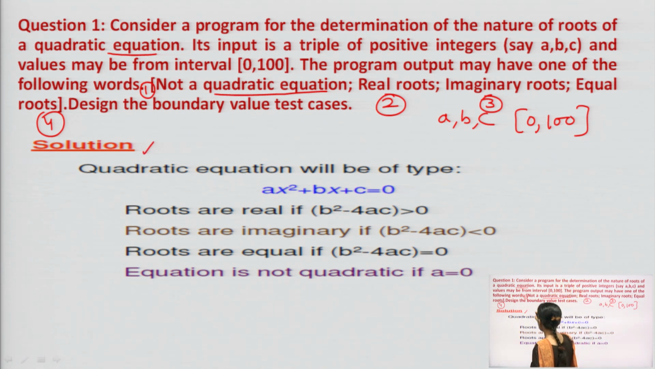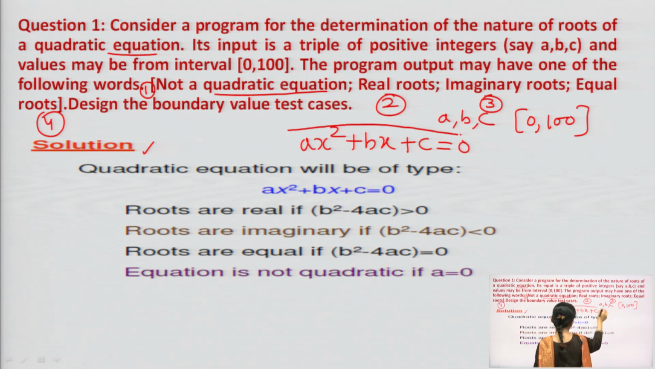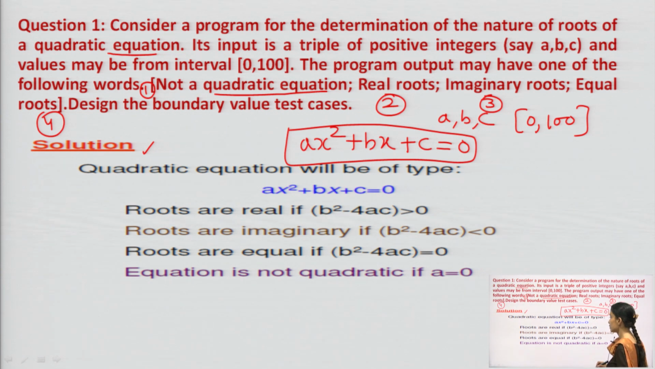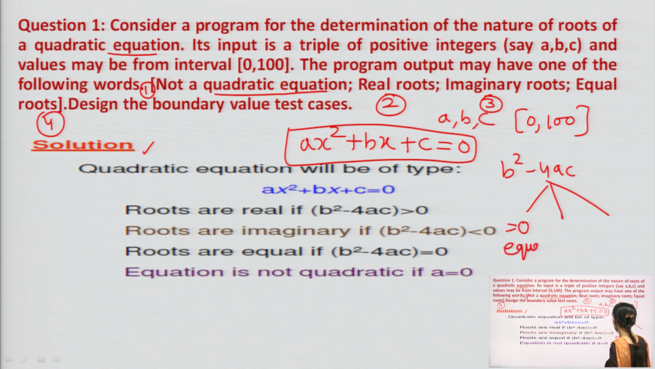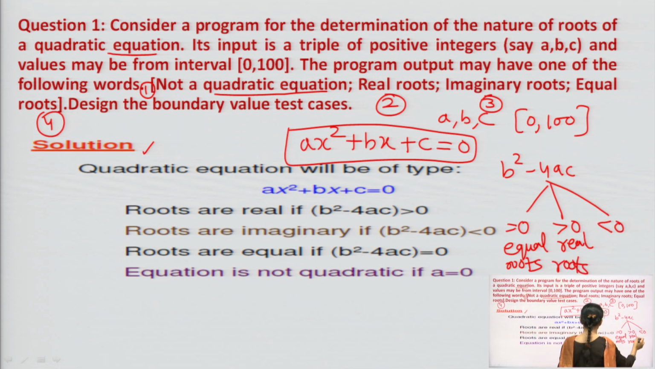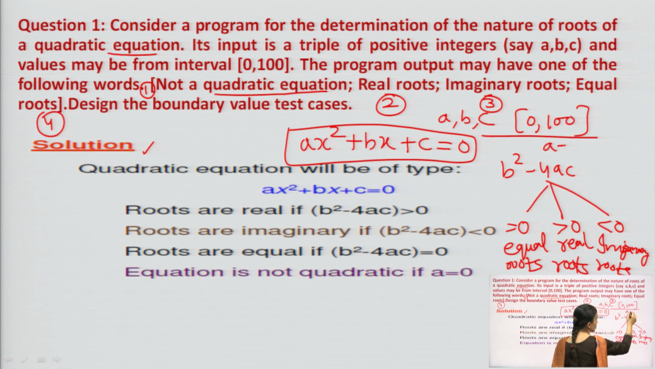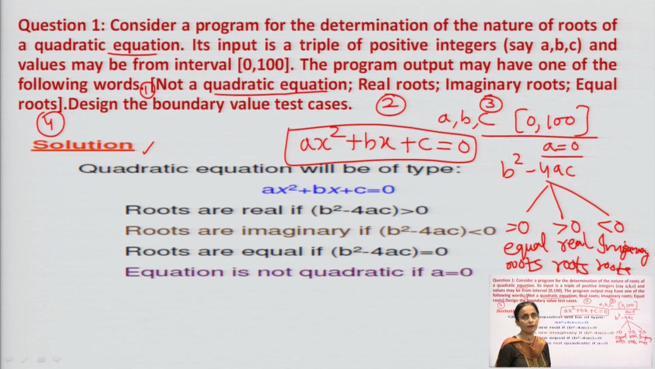Now, coming to the solution, the quadratic equation can be taken as ax square plus bx plus c equal to 0. We all know we represent the quadratic equation like this. Now, how do we calculate the roots? In maths we find b square minus 4ac. There will be three possibilities. Either it will be equal to 0, that is equal roots. If it is greater than 0, then we have real roots. If it is less than 0, then we have imaginary roots. And if a is 0, then the equation is not a quadratic. So, in this manner we will proceed.